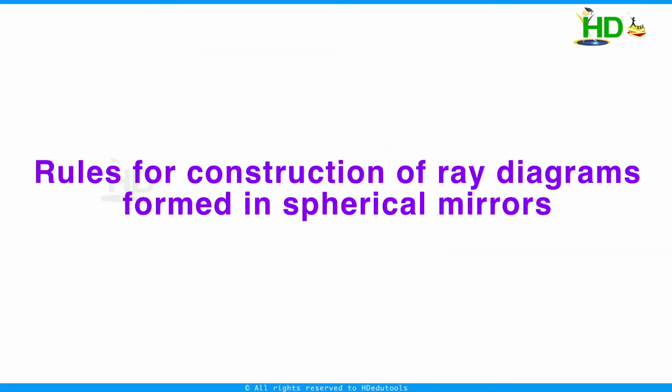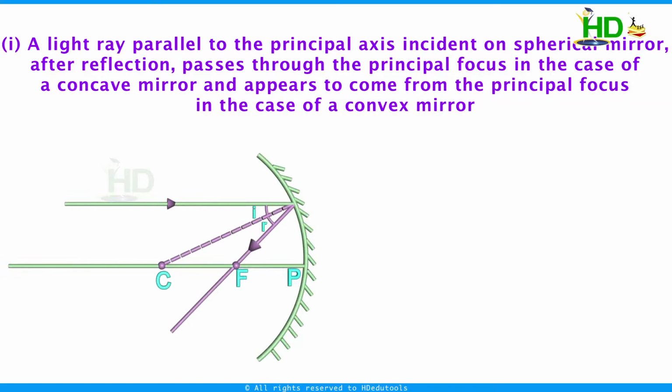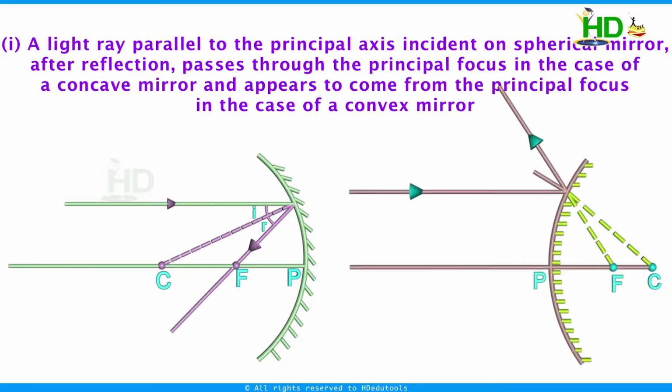Now we discuss the rules for the construction of ray diagrams formed by spherical mirrors. The first one is a light ray parallel to the principal axis incident on the spherical mirror, after reflection passes through the principal focus in the case of a concave mirror and appears to be coming from the principal focus in the case of a convex mirror. This is the parallel ray. Where this ray is incident, you draw the normal. At this position, the angle of incidence is equal to the angle of reflection.